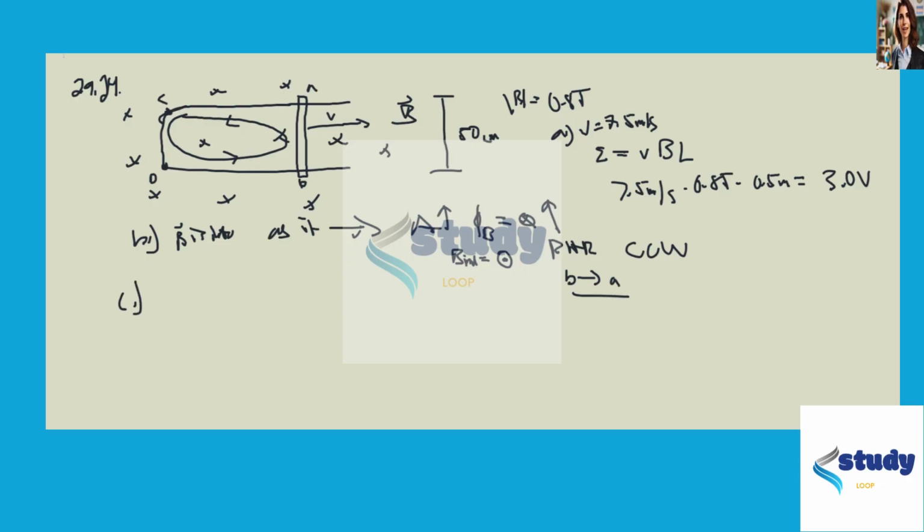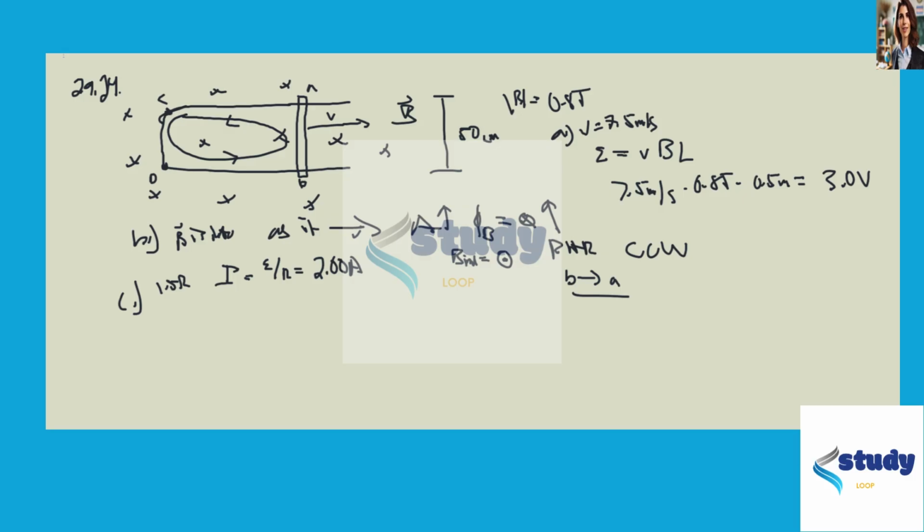Cool. So part C asks, if the resistance of the circuit is 1.5 ohms and it's constant, find the force required to keep the rod moving to the right with a constant speed of 7.5 meters per second. Okay, so we can find the current in this circuit now by taking the EMF and dividing by the resistance, and that comes out to being 2.0 amps.